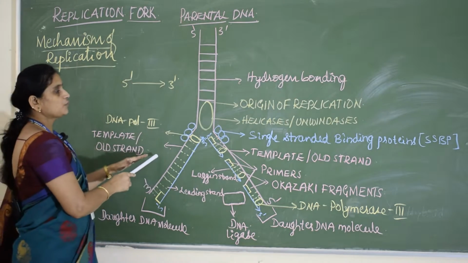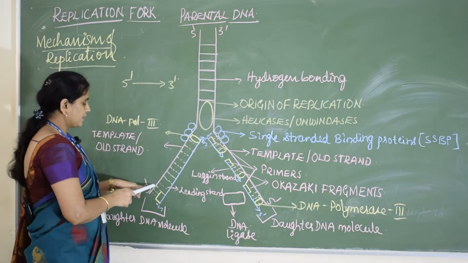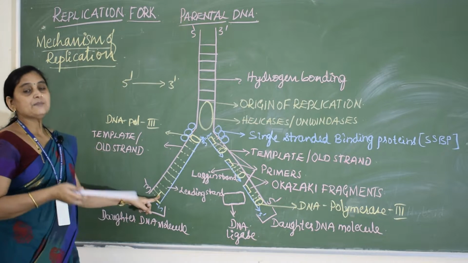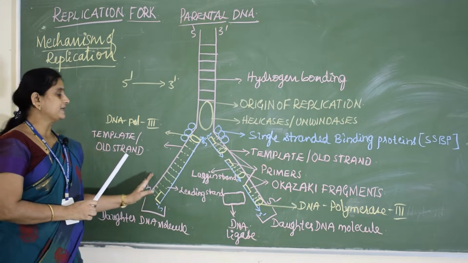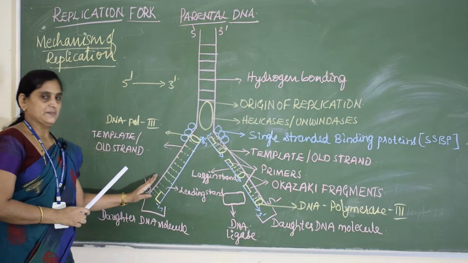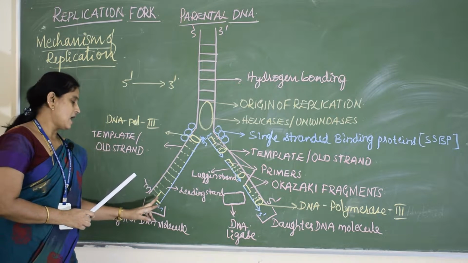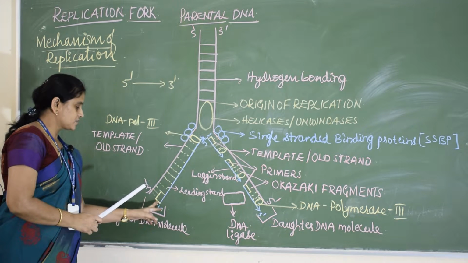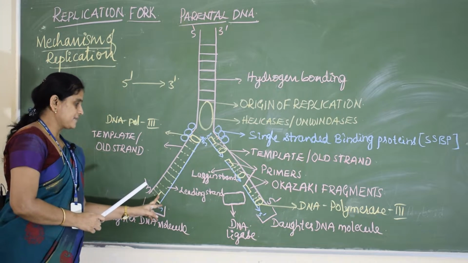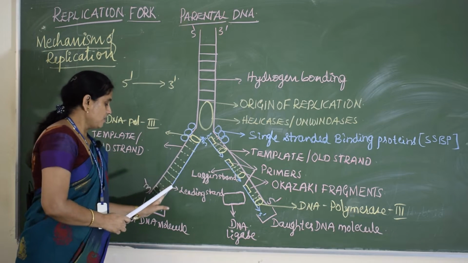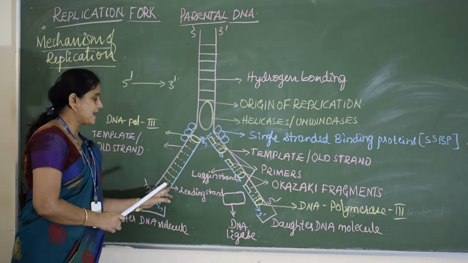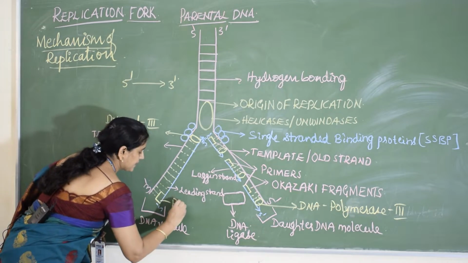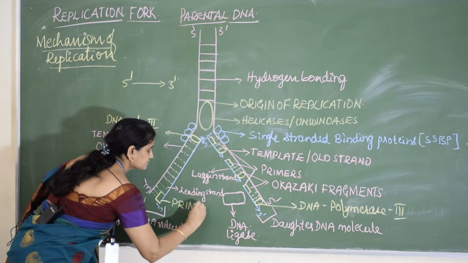To begin the DNA replication on each template here, what is required? An RNA primer is required to begin the replication on each template. So to begin the replication here, a small stretch of RNA primer is added. Then by using the 3' hydroxyl group of this RNA primer, what is going to be synthesized?